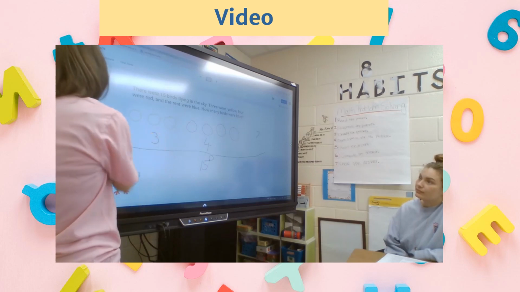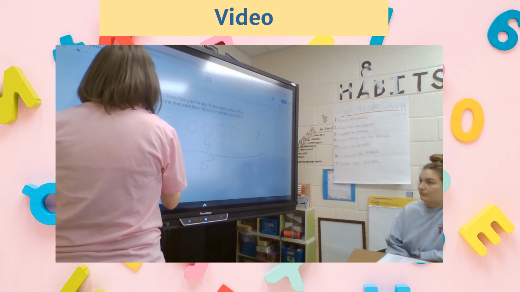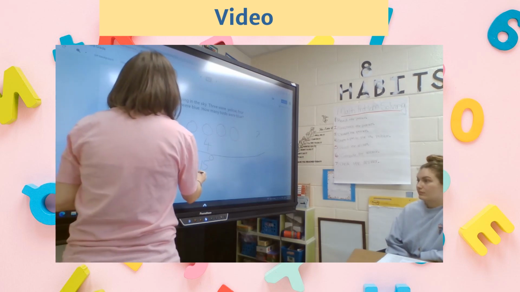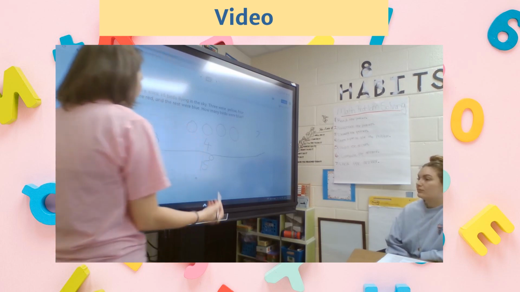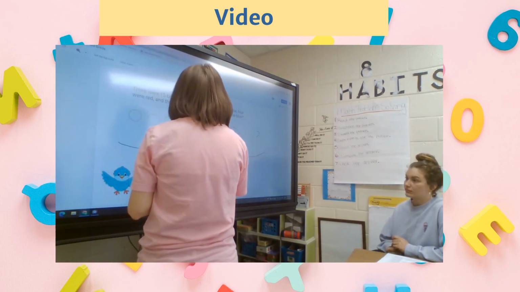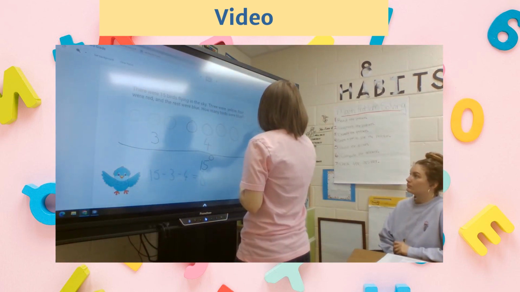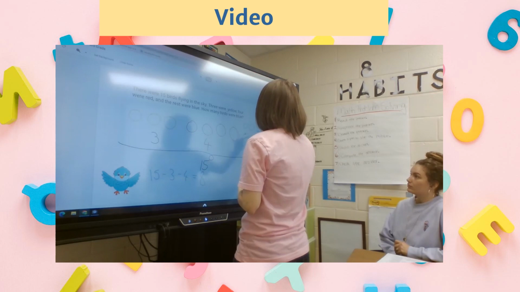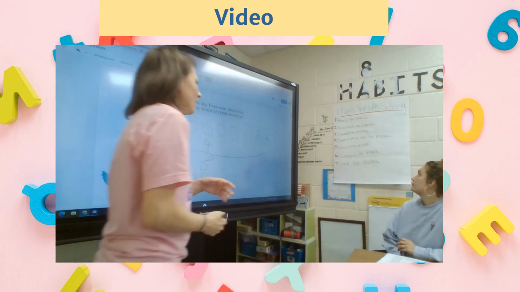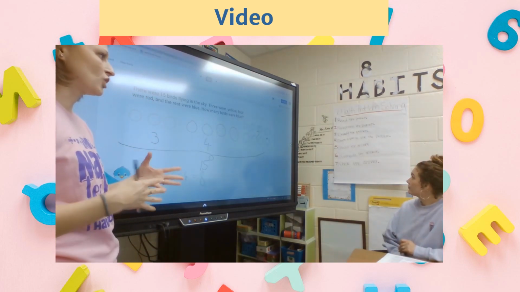So I will, from those 15, take away the 3 yellow and the 4 red, and I will find out that the blue ones are 8. So I can draw 8, 5, 6, 7, 8 blue birds. And the last step is check the answer.